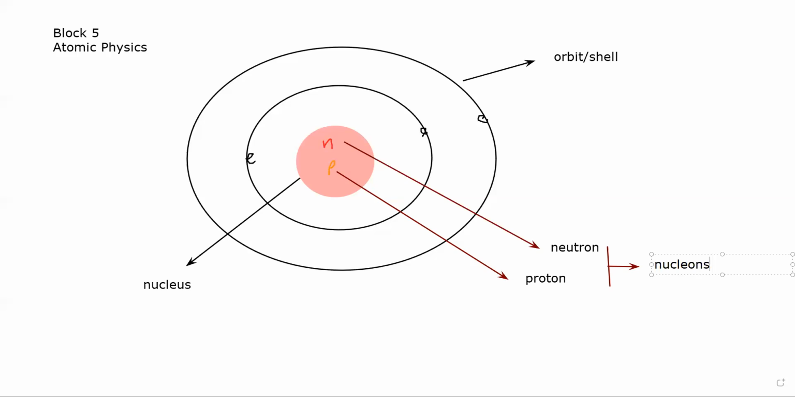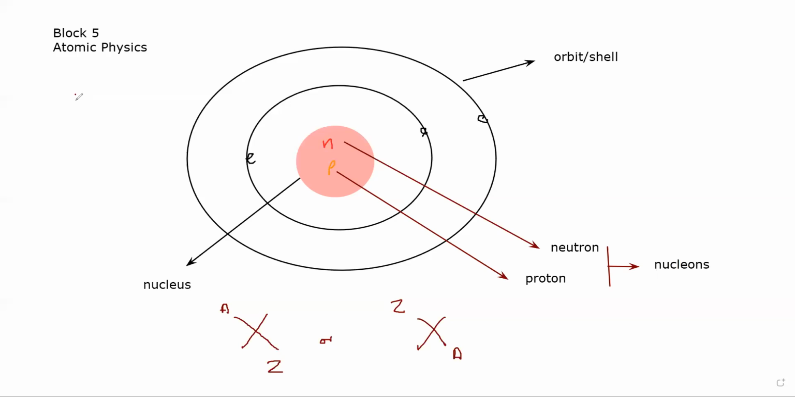So when we represent any atom, the symbolic representation of any atom can be given by the symbol of that element. A is the nucleon number or mass number, and Z is the proton number. So Z is the proton number and A is the mass number.